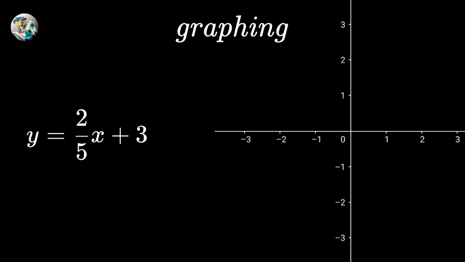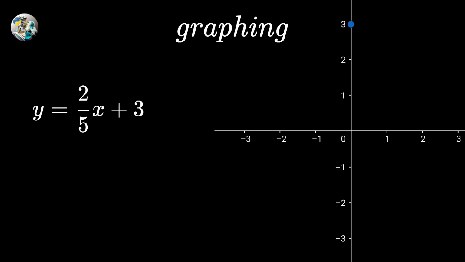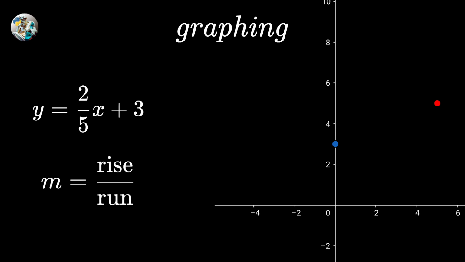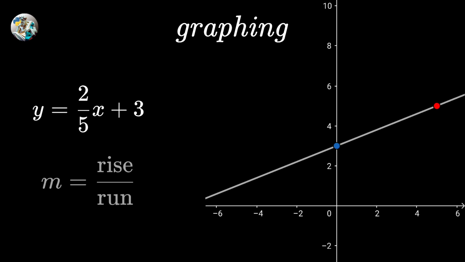To get started, we have to plot the y-intercept, which is 3. Then we plot the slope, m, as a point. Since it's rise over run, the point rises 2 units and runs 5 units. Now that we have 2 points plotted on our graph, we can connect them using a line.